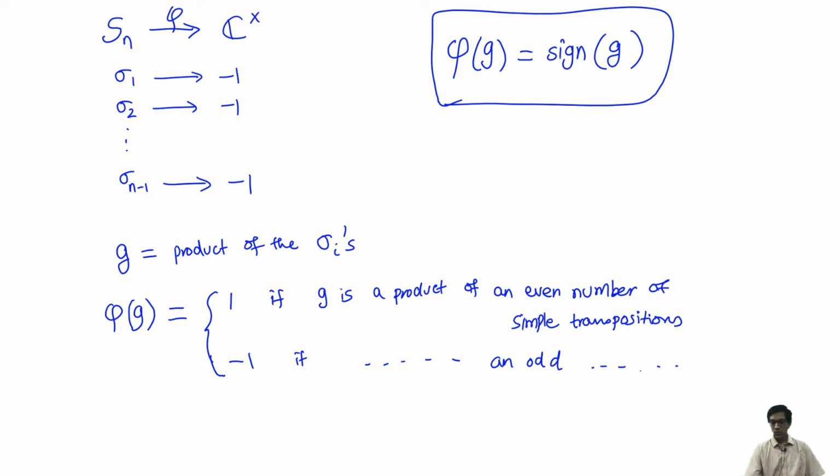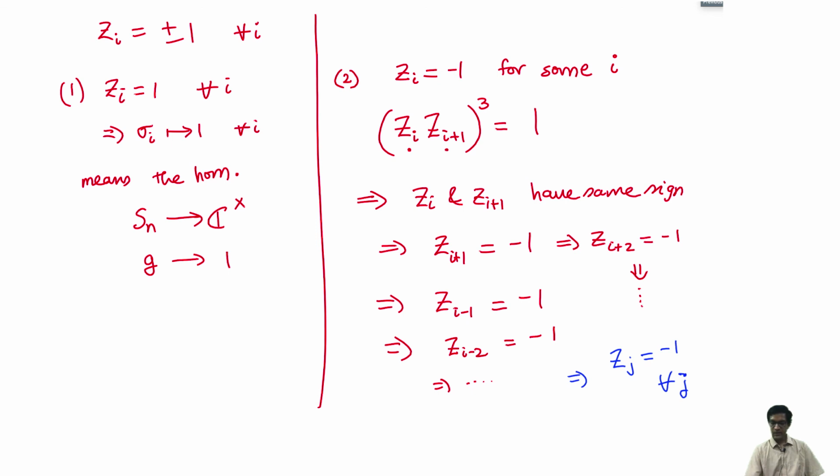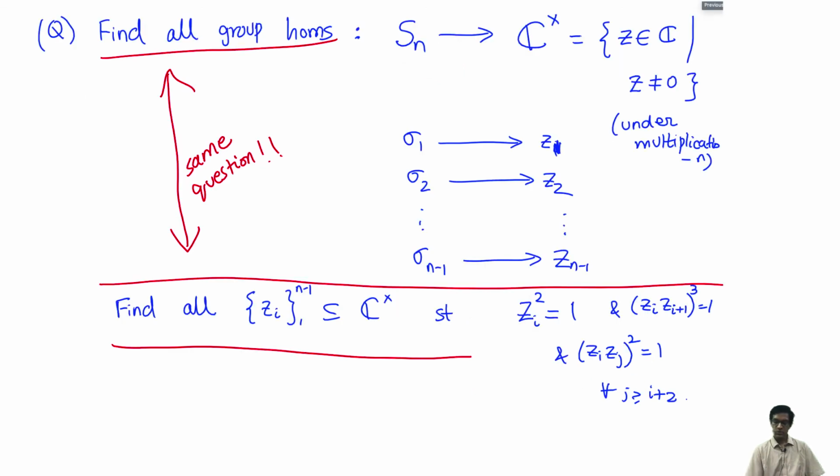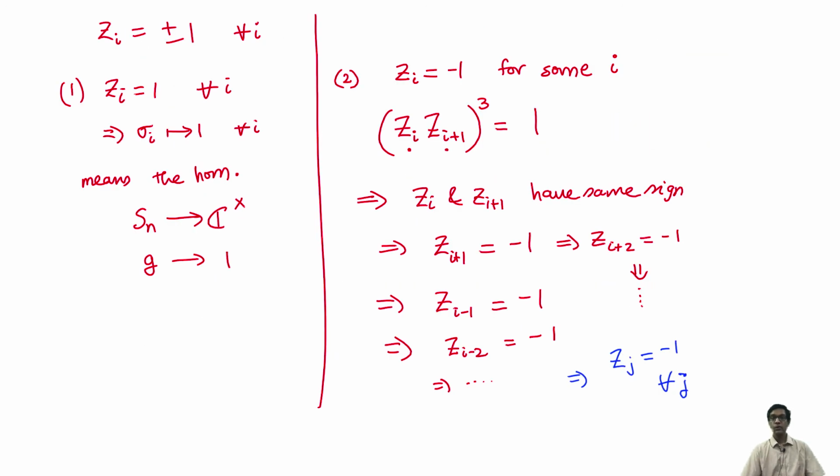So what we have proved, therefore, is that there are just two possible homomorphisms. The question was, find all homomorphisms from Sn to C star. Turns out there are exactly two of them: the identity, which takes everybody to 1, and the other, which takes every transposition to a minus 1.